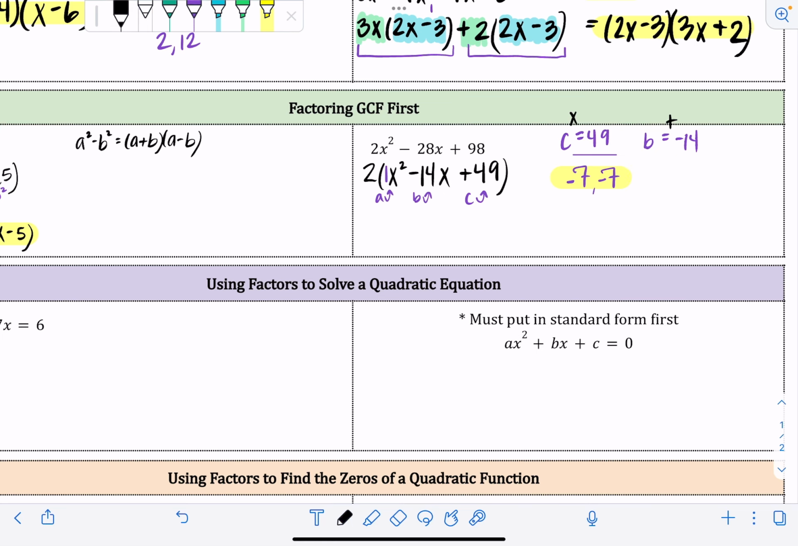So then I have to leave my 2 out in front. I can set up my parentheses. Since a is 1, I just put a 1x and a 1x right there. And then my two numbers that made the combination work go in the other spots in the parentheses. So minus 7, minus 7. When you end up with the same factor like that, you can shorten it a little. You can write it as 2, and then the x minus 7 part, since they're the same factor, you can condense into x minus 7 squared.